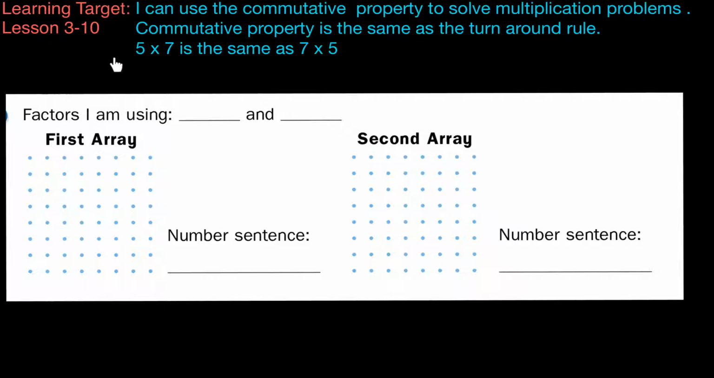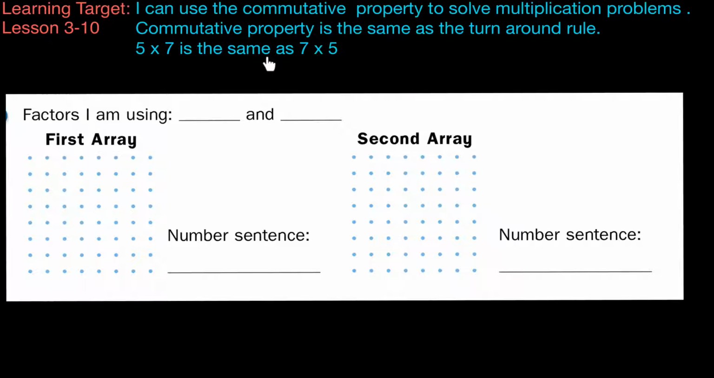So let's take a look quickly at our learning target for today. I can use the commutative property to solve multiplication problems. And looking at this, the commutative property is the same as the turnaround rule, which means that 5 times 7 is the same as 7 times 5. We talked about this a little bit in Unit 1 and 2.